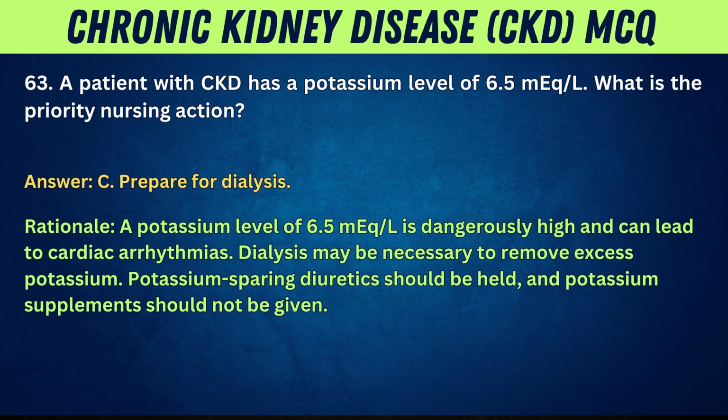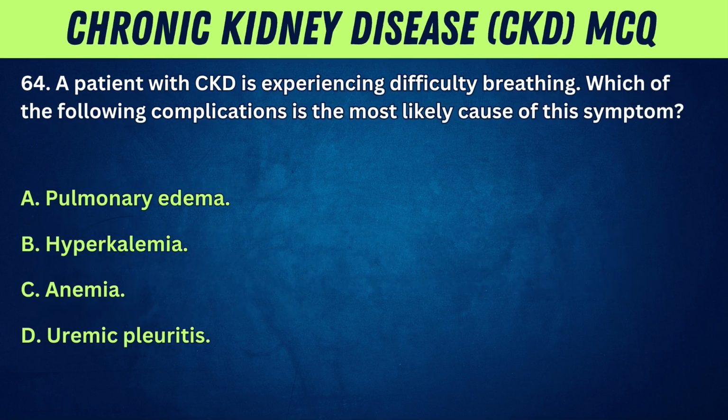Rationale: a potassium level of 6.5 milliequivalent/L is dangerously high and can lead to cardiac arrhythmias. Dialysis may be necessary to remove excess potassium. Potassium-sparing diuretics should be held, and potassium supplements should not be given.